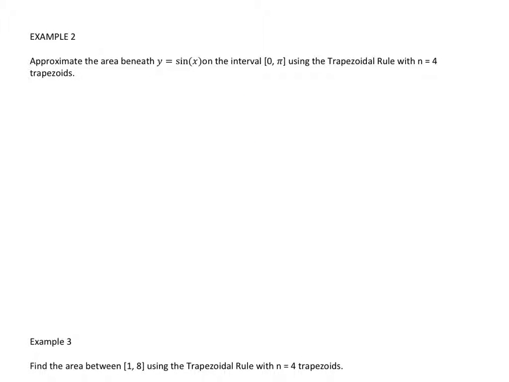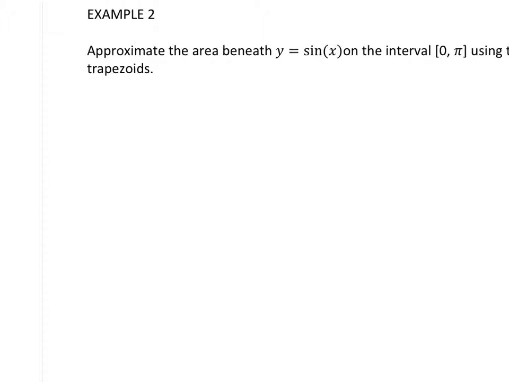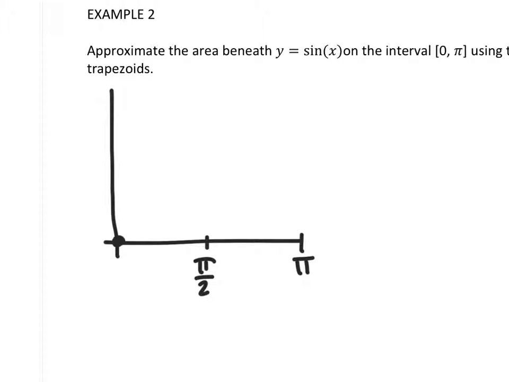The same type of thing. We're going to evaluate the integral of sine of x on the interval from 0 to pi using the trapezoidal rule with n equals 4 trapezoids. What I want to do is graph what this looks like real quick. Sine of 0 is 0, and this is pi. Let me do pi over 2, pi over 4, and 3 pi over 4. And let me do this as 1, 1/2, and the square root of 2 over 2.